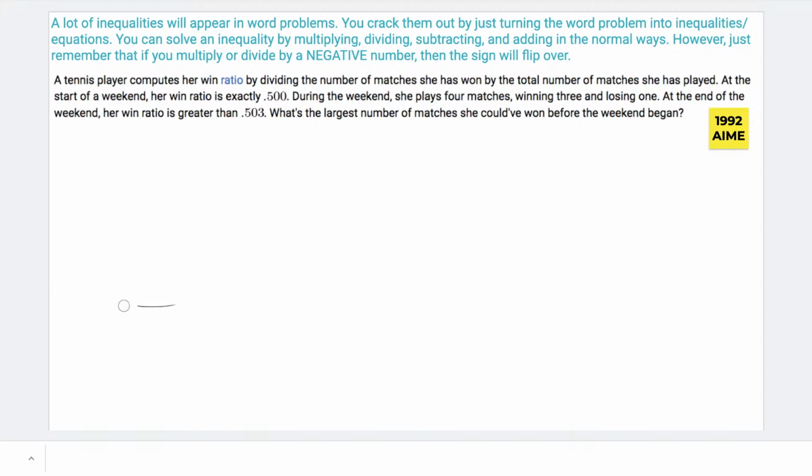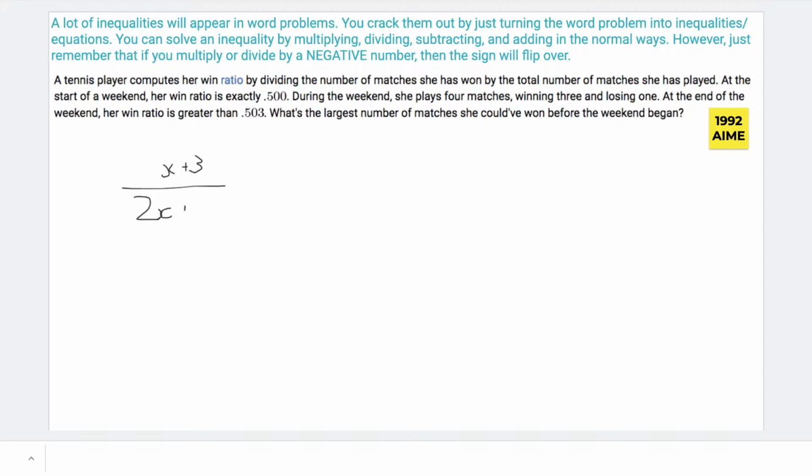A tennis player computes her win ratio by dividing the number of matches she has won by the total number of matches she has played. At the start of her weekend, her ratio is exactly 0.500. This means if she has won x games, then she has played 2x games, because the ratio is 0.5 as the problem states. And now it says, during the weekend she plays 4 matches, winning 3 and losing 1. So she wins x plus 3, and the amount she plays is 3 plus 1 plus 2x, which is 2x plus 4.